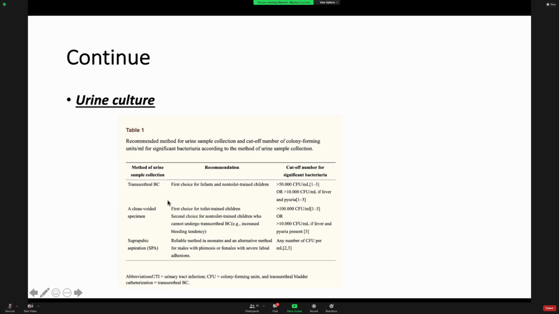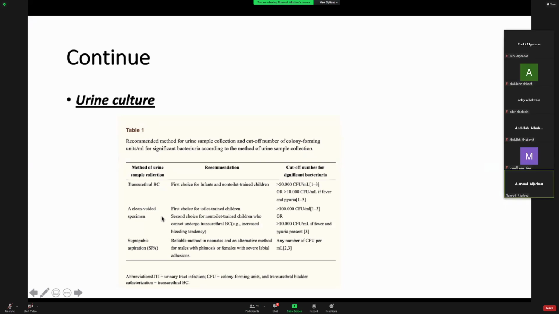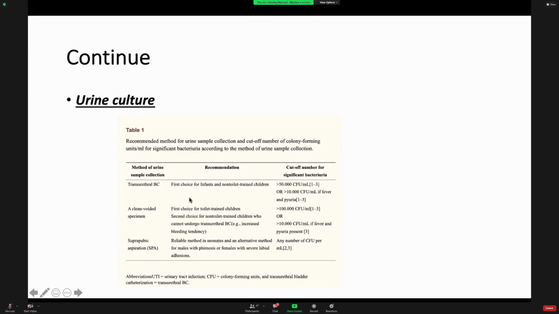If the patient is toilet trained and we educate them how to collect the urine, we can take a clean voided specimen. But because it is a clean voided specimen, not direct to the bladder or through a catheter, we will go with a higher colony forming unit. We will go with 100,000 colony forming units. And the Saudi pediatric guideline also goes with 10,000 for a clean voided sample if the patient is symptomatic and pyuria is present. Okay, clear?